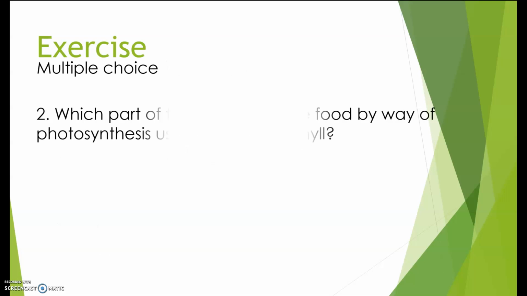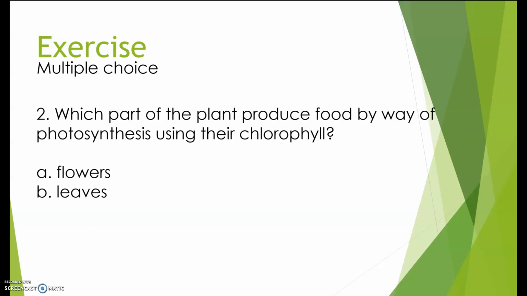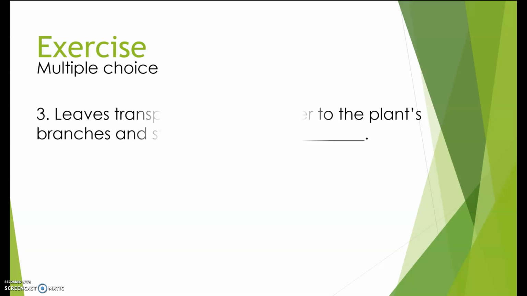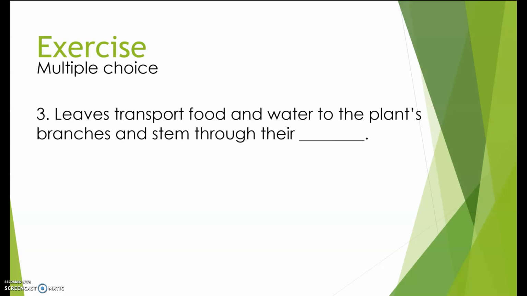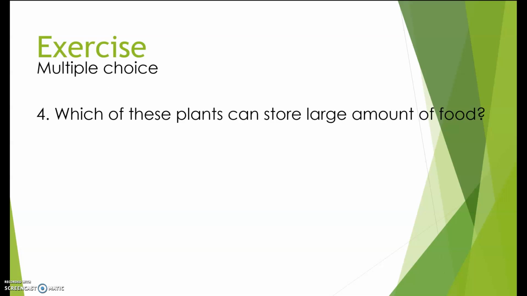Number 2. Which part of the plant produces food by way of photosynthesis using their chlorophyll? A. Flower, B. Leaves, C. Stems. And number 3. Leaves transport food and water to the plant's branches and stem through their A. Veins, B. Leaf, C. Stems. Number 4. Which of these plants can store large amount of food? A. Papaya, B. Tomato, C. Ginger.